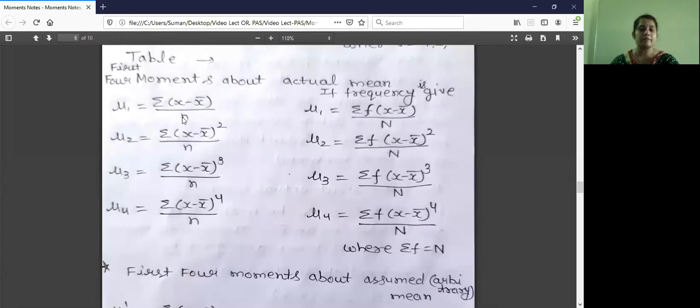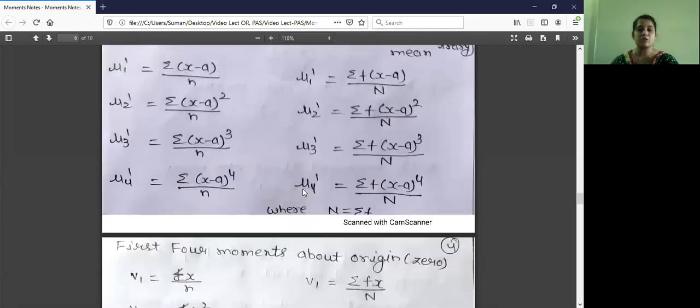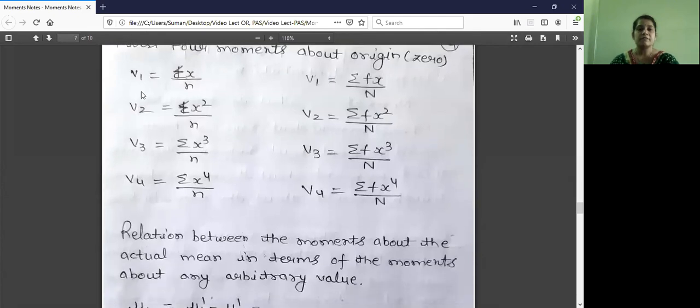Summation x upon n. Put x bar equal to 0, the formula is summation x square upon n. The x bar is equal to 0, the formula is summation x raised to the power 3 divided by n. And if x bar is equal to 0, our formula is summation x raised to the power 4 divided by n. So, see here, v1.